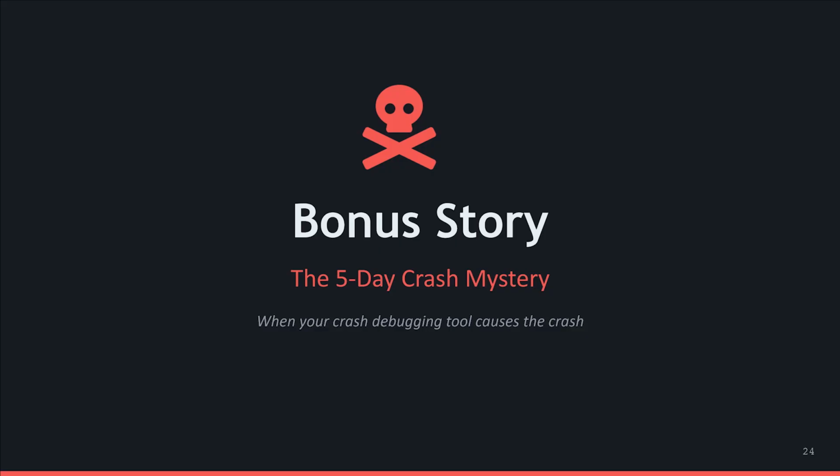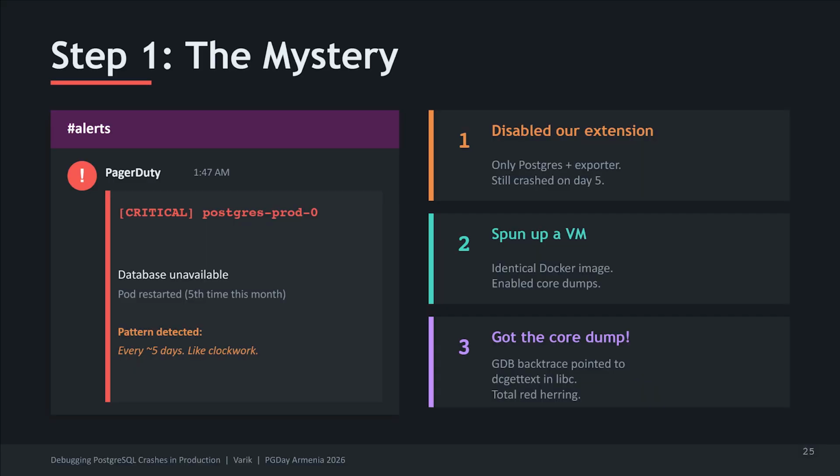Now I'll tell a story from my experience. I call this the 5-day crash mystery. So while I was working on Lantern, I got a crash. Then the pod would just restart, and I had a similar setup to upload and detect the core files. Then I noticed the pattern that the crash would happen at exactly 5 days after the previous crash. So I could predict when the next crash would happen.